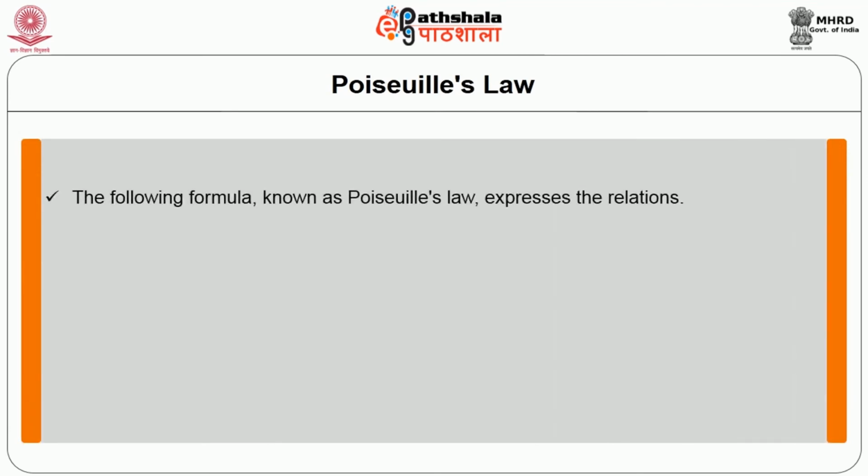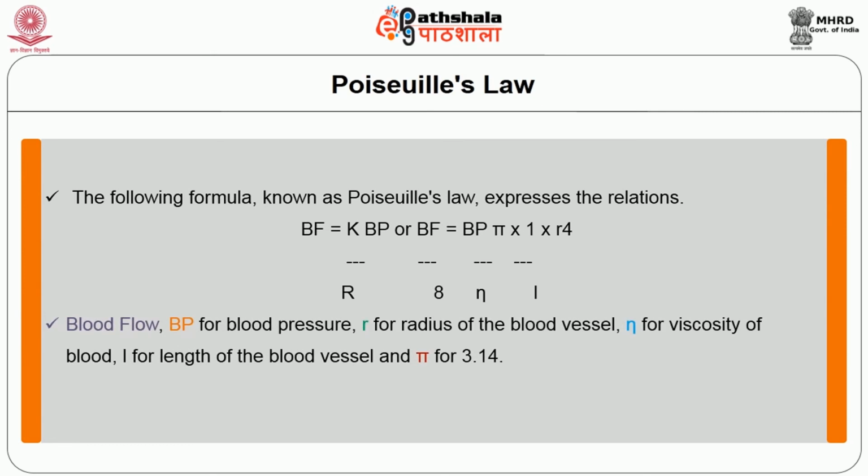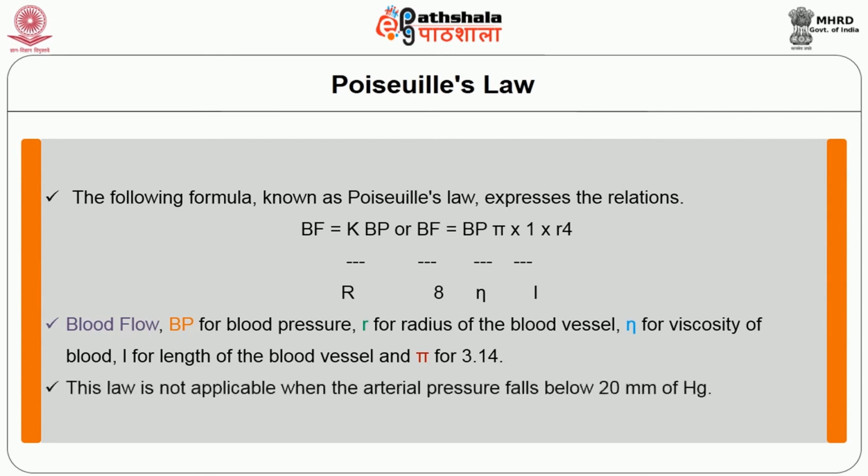The following formula, known as Poiseuille's law, expresses the above relations, that is BF = K × BP / R, or BF = BP × π/8 × 1/η × r⁴/L, where BP stands for blood pressure, r for the radius of the blood vessel, η for viscosity of blood, L for the length of the blood vessel, and π for the constant 3.14. This law is not applicable where the arterial pressure falls below 20 millimeters of mercury.